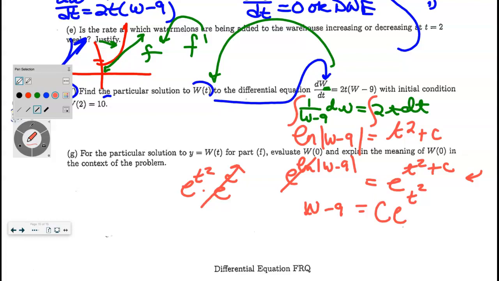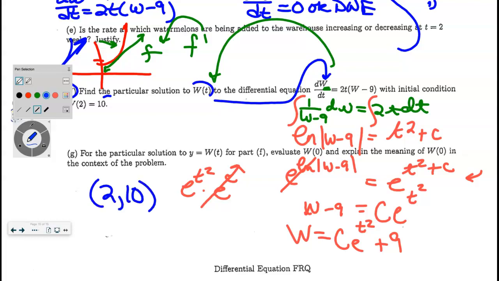So I'm just going to go like that. Then I'm just going to add the 9 on over. I get w equals c e to the t squared, and then I have a plus 9 here. Am I done? Because it's been about a month or more since we did our step. What's the last step of these? Owen, do you remember? Find C using the initial condition. And was the initial condition that 2 went in for T and a 10 comes out for W, right?